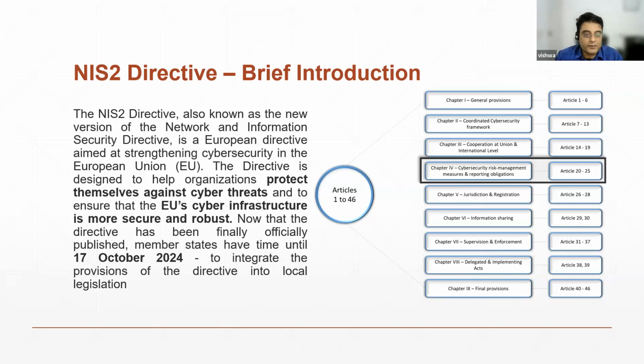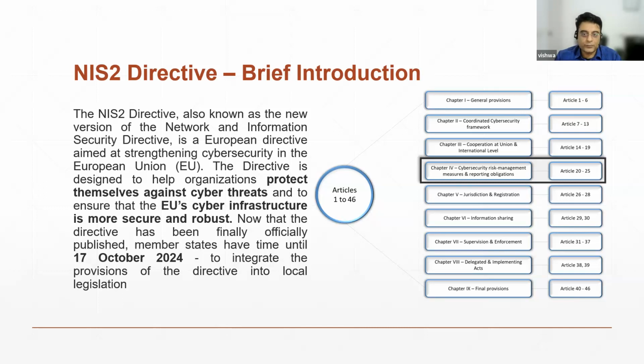As with any cybersecurity directive, the idea is to protect the countries and eventually the entities and the organizations against cyber threats. As I said, this has to come into effect as laws in those different countries by 17th October 2024, and thereafter the private and public entities have to comply with those laws. We'll be concentrating majorly on Chapter 4 because that has most of the meat as far as this directive is concerned. This is Chapter 4, which is cybersecurity risk management measures and reporting obligations.